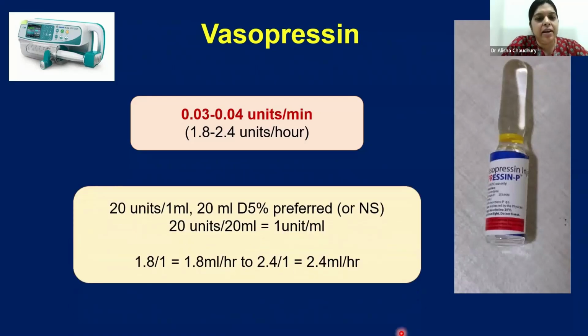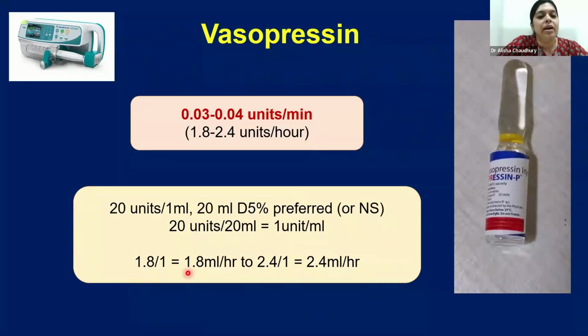So look at the vial. It is 1 ml, which has 20 units. You are going to reconstitute vasopressin always in a 20 ml syringe, not in a 50 ml syringe. So 20 units in 20 ml, which is 1 unit per ml. So if you want to give this dose, that is why this dose which you usually see in the ICU, doctors telling you start at 1.8 ml per hour or 2.4, the calculation comes from this.